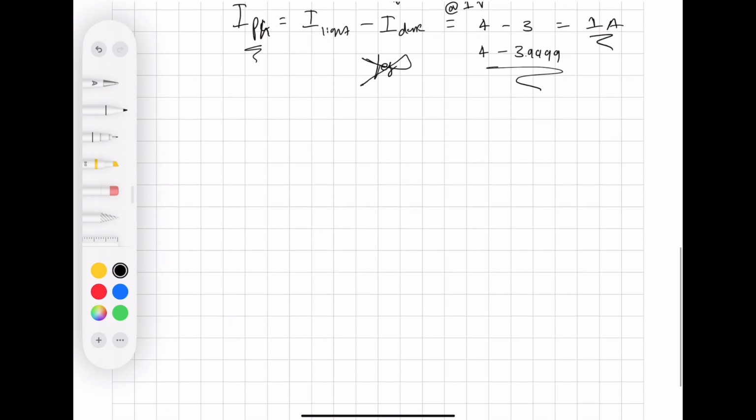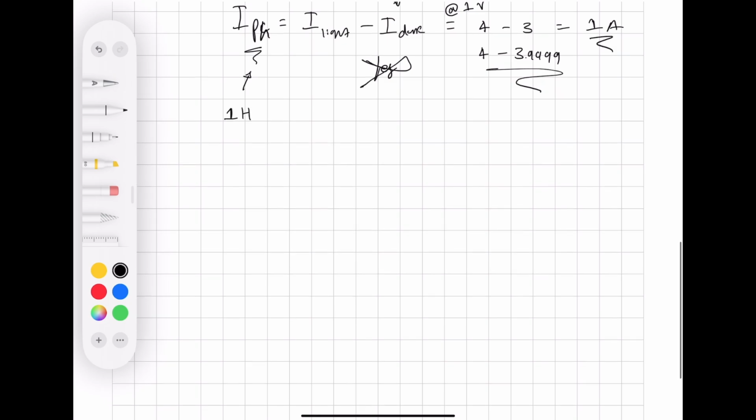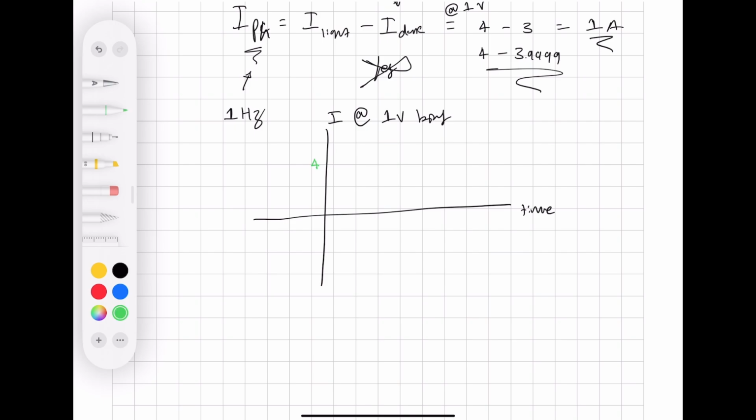So that's where our lock-in amplifier comes in. What we're going to do is modulate the light that is shining on, meaning we're going to have, say, one pulse every 1 second. So we're going to have a 1 hertz frequency for the light. And so let's make a plot of time versus current that's generated, at 1 volt bias. When the light is on, we're going to have 4 amps, and when the light is off, we're going to have 3 amps, as we said.